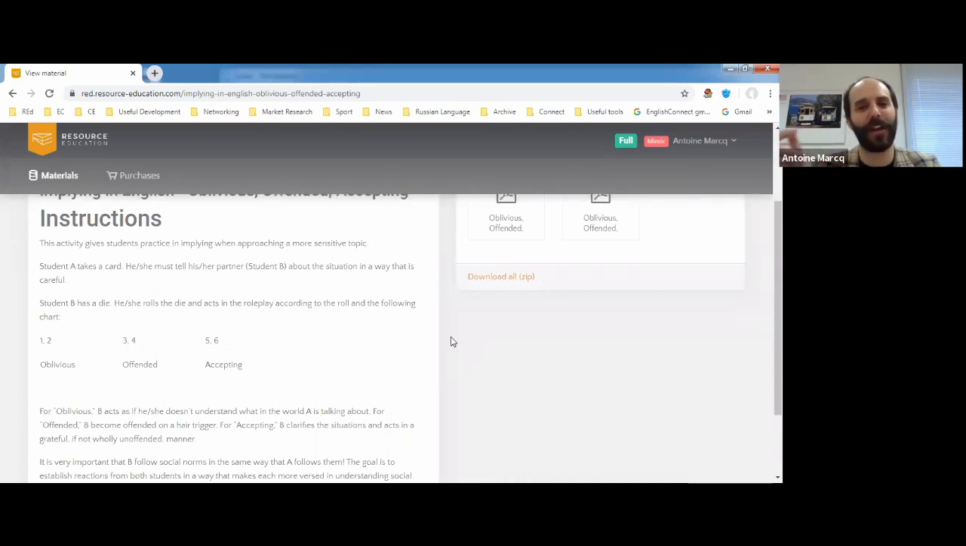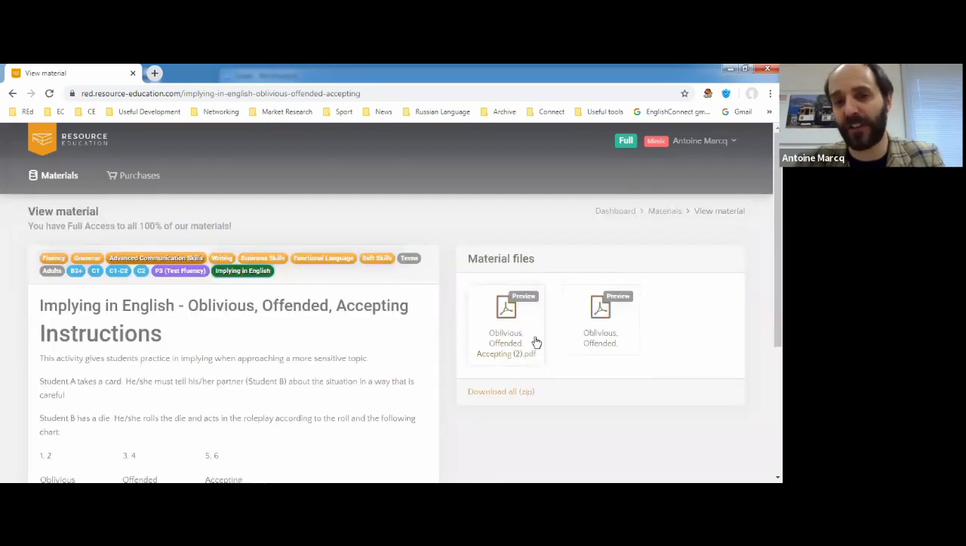Student A and student B are going to have a quick conversation. Student A takes a card. He or she must tell her partner about the situation in a way that is careful, and student B rolls a dice to determine their reaction. They can be oblivious, don't care. They can be offended. They can be accepting, oh really, and try to correct. And we have 2 sets of cards for you.